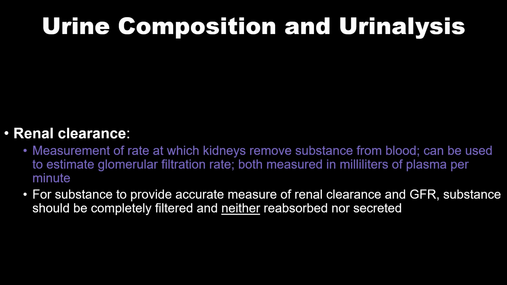For a substance to provide an accurate measure of renal clearance and GFR, the substance should be completely filtered and neither reabsorbed nor secreted. Substances secreted by renal tubules have a renal clearance greater than their GFR, whereas those that are reabsorbed have a renal clearance less than their GFR. To measure renal clearance, we have a limited number of substances from which to choose. Two commonly used substances are creatinine and insulin.